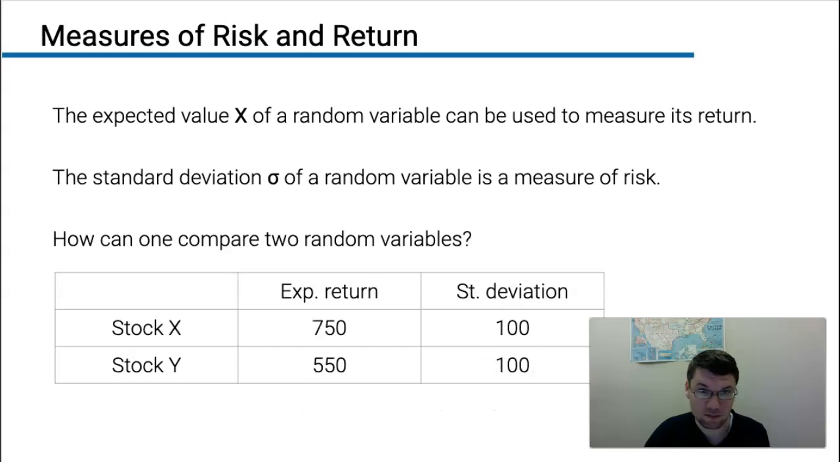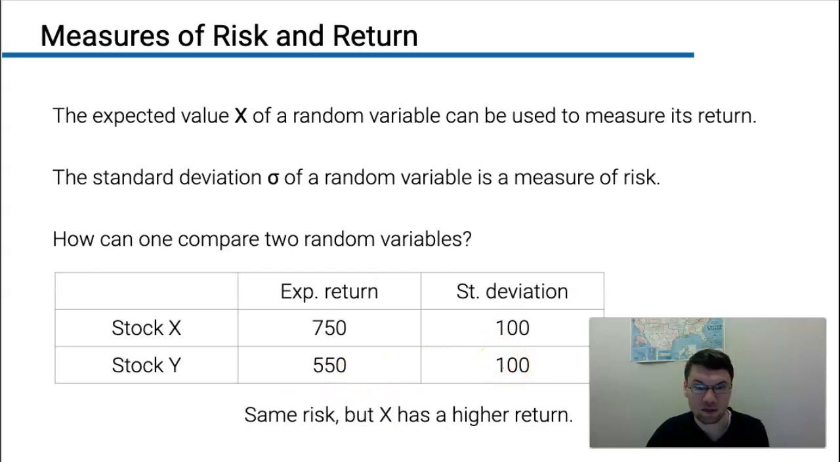Let's look at the opposite example. Suppose I'm giving you two other stocks, stock X and stock Y, and X has an expected return of 750, Y has an expected return of 550, but they have the standard deviation of 100 each. So we can also make a comparison. In this example, we can say they have the same risk, but X has a higher return than Y. So presumably, X is going to be preferable because for the same level of risk, it yields a higher payoff in the future.